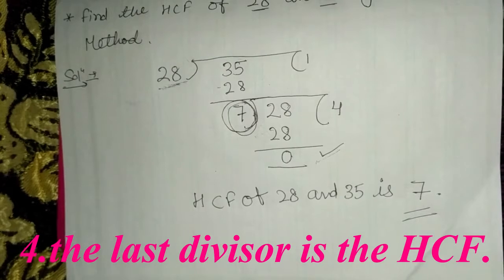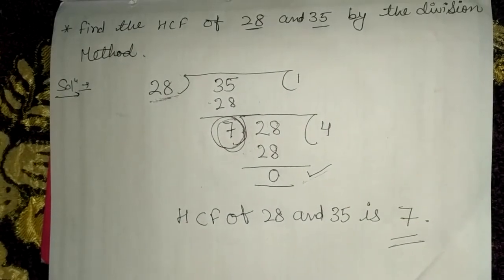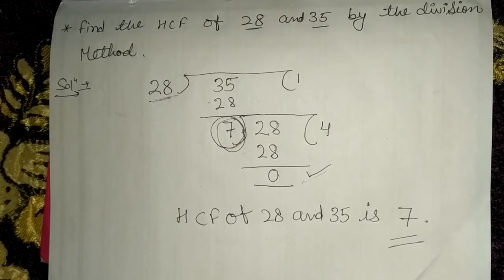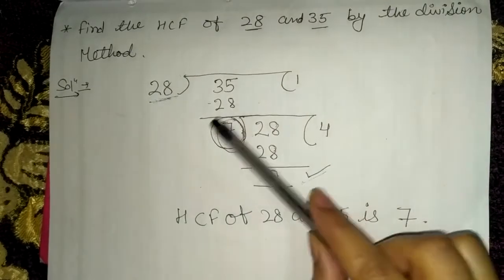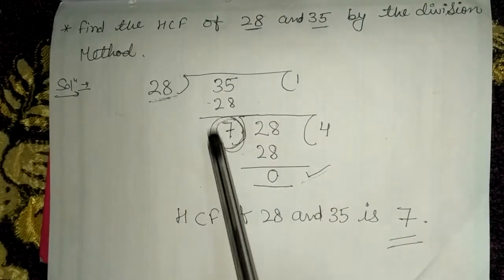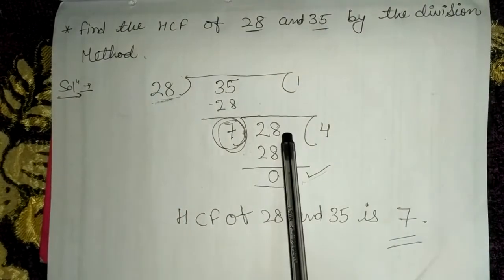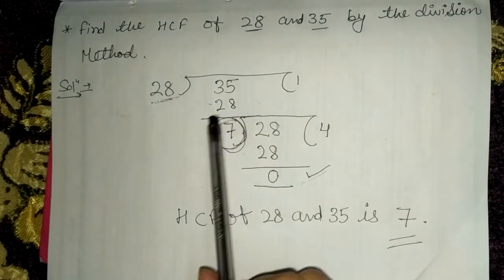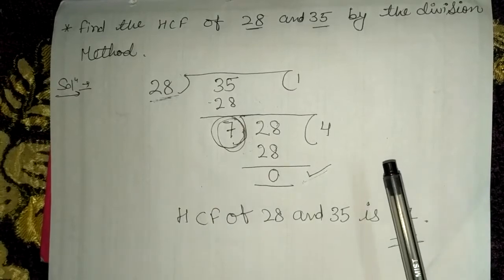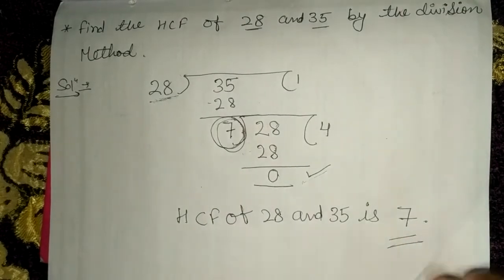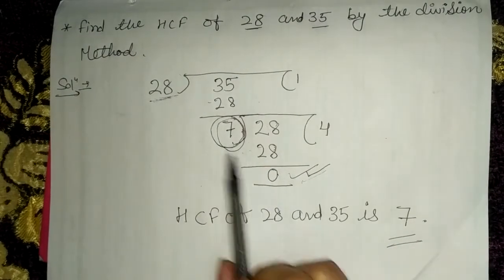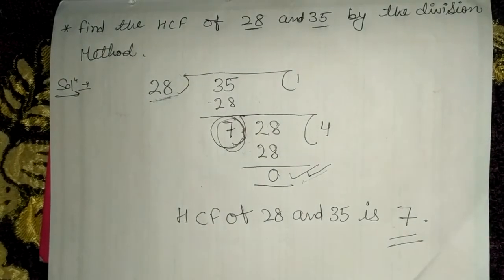7 is the answer. Easy, students. Firstly, divide the bigger number by the smaller number, right? Then you will get the remainder. Stop here. The second step is that the old divisor will be your dividend and this remainder will be your new divisor. You have to continue this process till you get 0 as a remainder. I got 0, so I have stopped here, and my HCF will be the last divisor. Okay, let's take one more example.